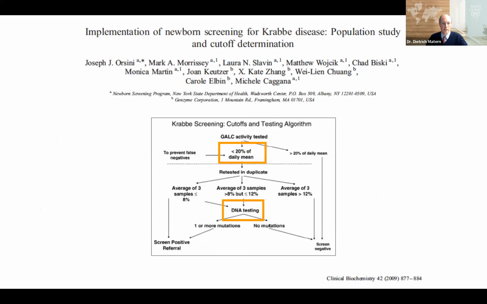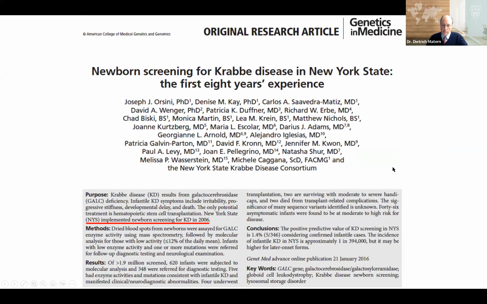So Joe mentioned what they've been doing in New York historically since 2006. This is from a paper they published in 2009 describing the process, where they look first at the GALC activity, and then if that is below a given cutoff, they do DNA testing as Joe described. And Joe published this further on in 2016, the first 8 years of screening, of how that has been going from the laboratory perspective and what they found in the laboratory in terms of GALC activities and genotypes.